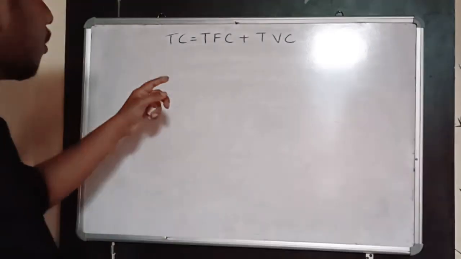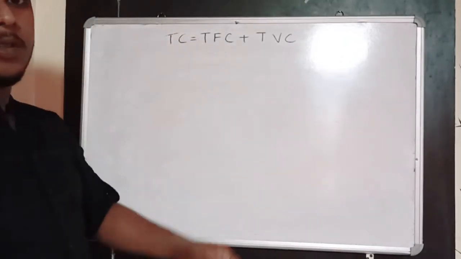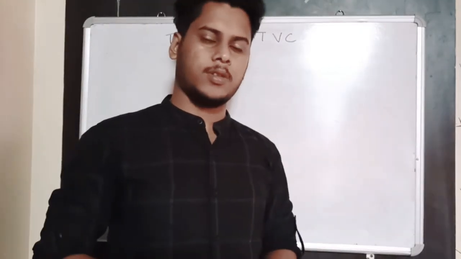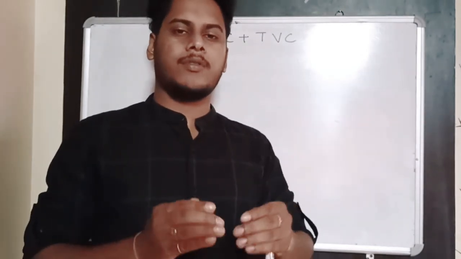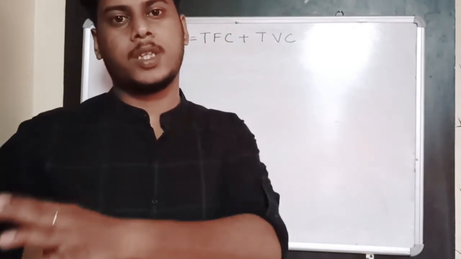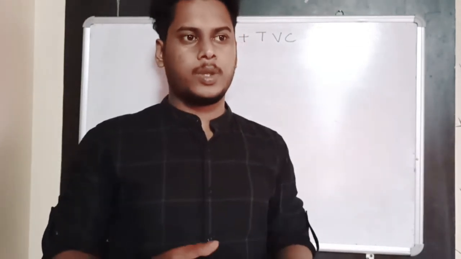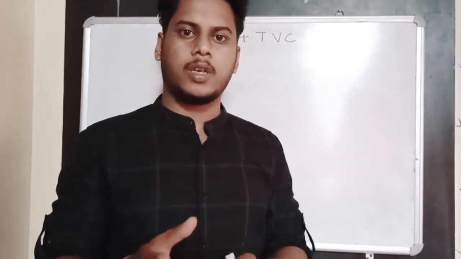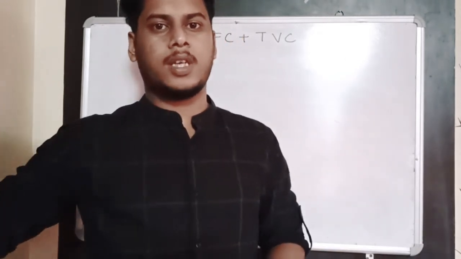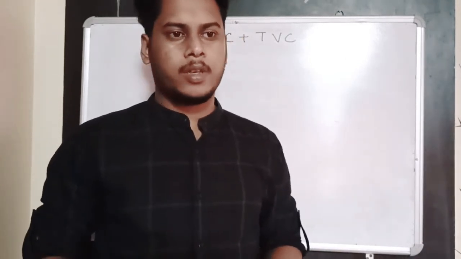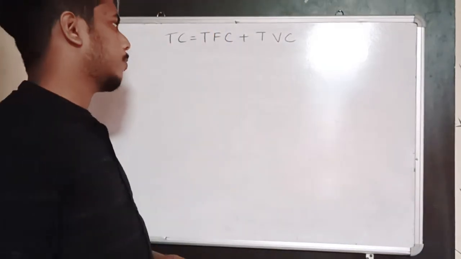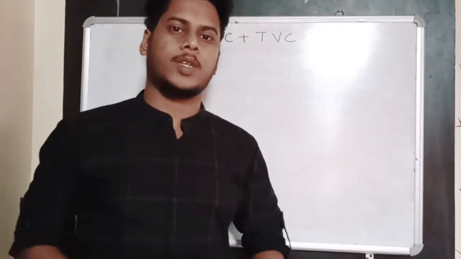Now what is total fixed cost? Total fixed cost is the cost that does not change with the change in output. It will remain same even if your output is 0 or if your output is 100. Say the rent on the land on which you have an industry. So even if you are producing 0 quantity, your rent will remain same. Even if you are producing 100 units of commodity, your rent will remain the same. So fixed cost does not change with output, whereas the variable cost changes with output.